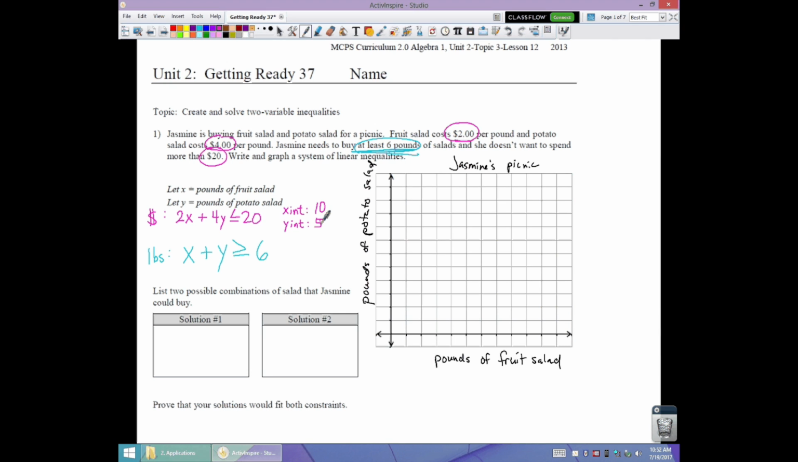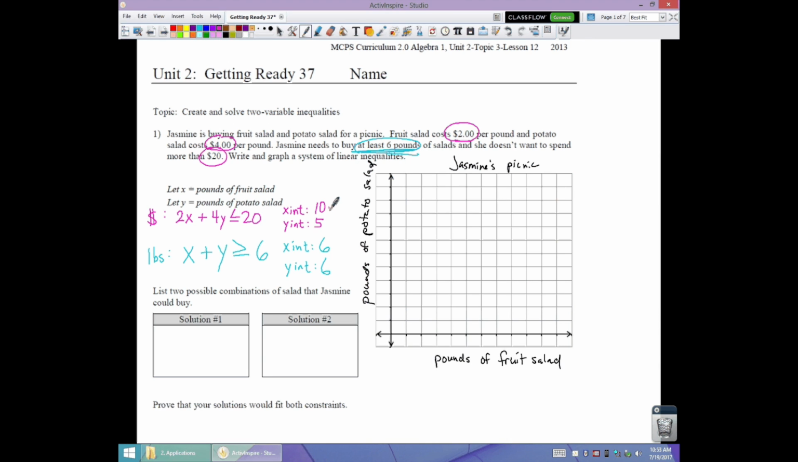I can fit both of those on my axes without changing my scale. Before I decide that for sure, I should find the x and y intercepts of the other inequality too. In this blue one, regarding the amount of salads that Jasmine's going to take, for the x-intercept I replace y with 0, so this term is gone, and x is 6. For the y-intercept, reverse that, replace the x with 0, and y is 6 again. So yes, I can count by ones on both axes and fit all those intercepts.